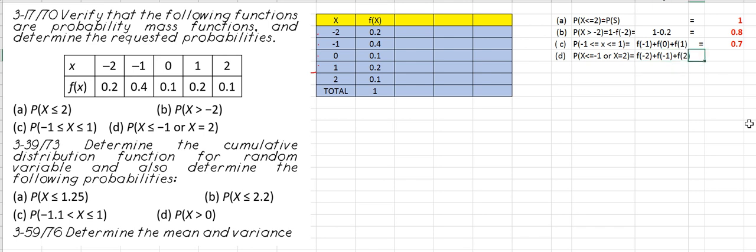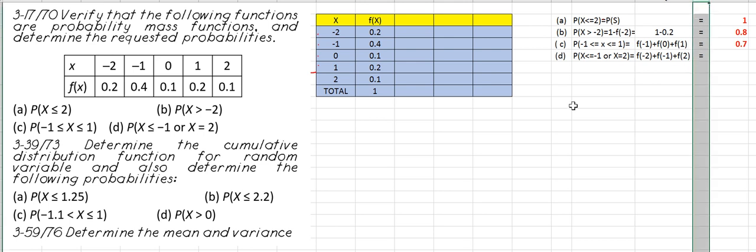So that would be equal to f of negative 2 is 0.2, f of negative 1 is 0.4, while f of 2 is 0.1. So that would be 0.7.